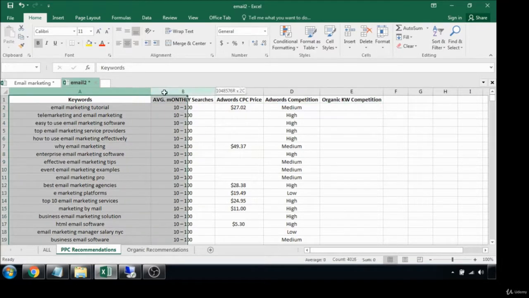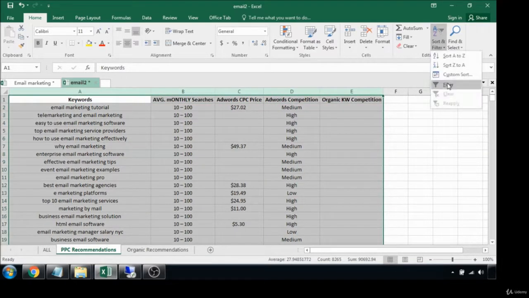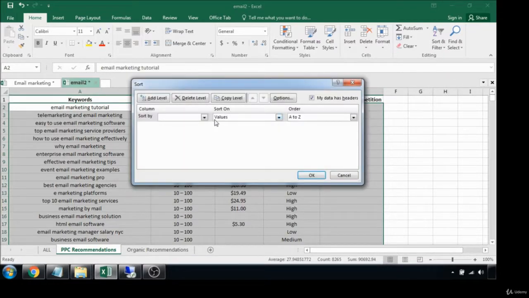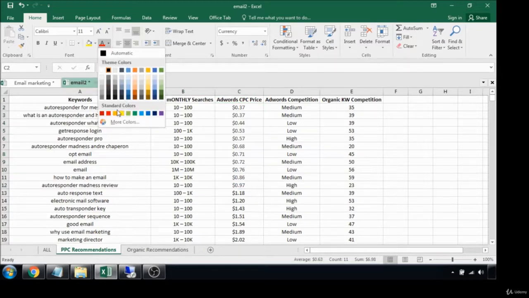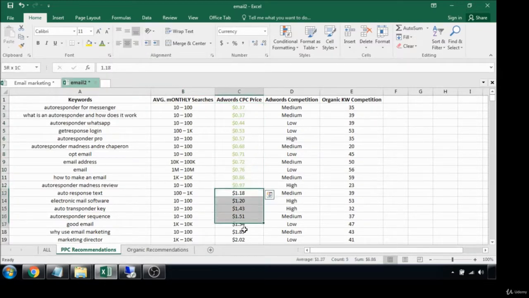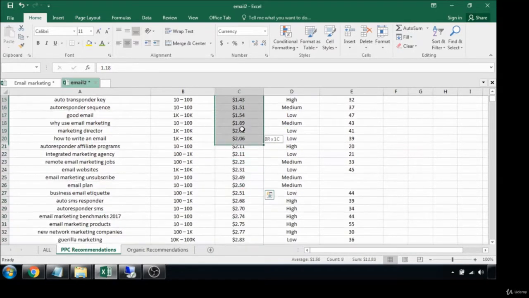Okay, so let's highlight this. Let's sort based on cost per click price, smallest to largest. And now here we have a lot of viable, affordable terms. These are all under $1. If we like to get fancy with it, you can go ahead and highlight it so that they can see what's good to use and what's very affordable.